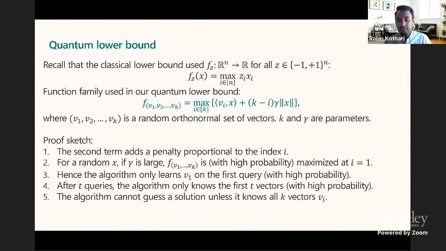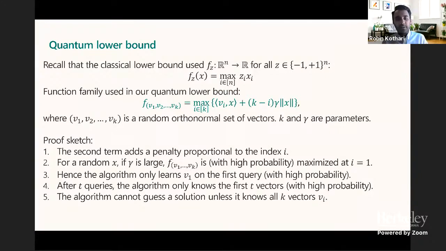And if you query the gradient, what's the gradient of v1 inner product x? v1 inner product x is just a linear function. The gradient is v1. So you learn the first vector v1. So the intuition is that the first query only reveals the vector v1 to you. The second query can at best reveal v2 to you if you query it with a random vector on the whole space minus v1. So now remove v1 from your space and pick a random vector. Then you'll get v2, and you keep doing this and you get v3 and so on.